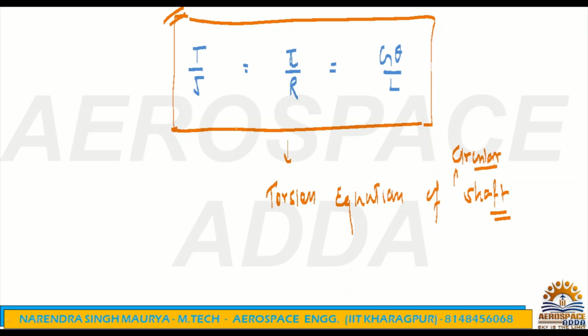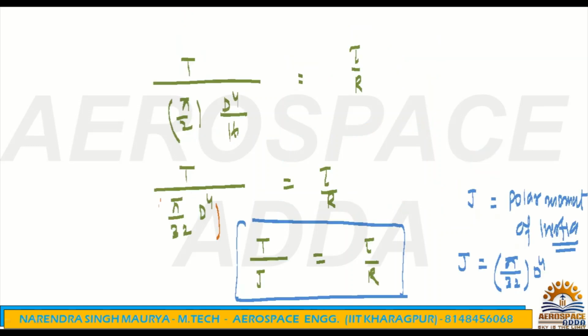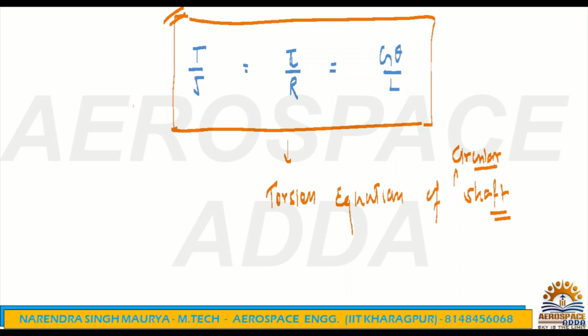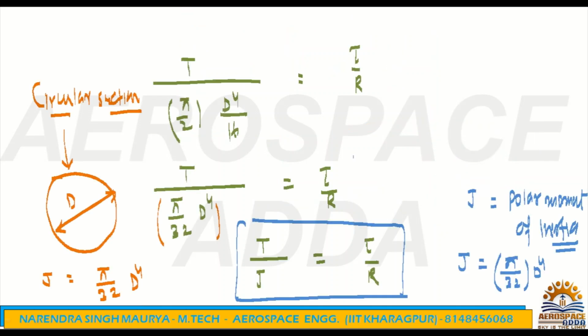Because whatever the J you have written here, this value is for the circular shaft. Suppose this is the circle, and for this circle suppose the diameter is d, then the polar moment of inertia J will be pi by 32 d to the power 4. This is for the circular section only. That's the reason I have said this formula is especially for the circular shaft, because then only J will be taken as pi by 32 d to the power 4. All right, done.